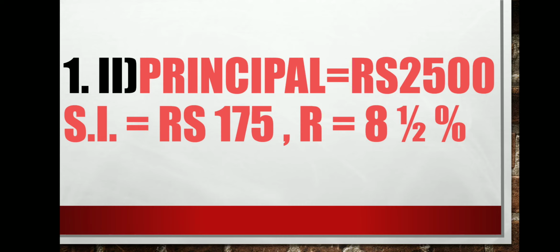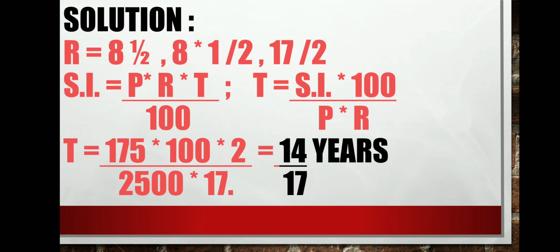Principal equals 2500, SI is 175 and rate of interest is 8 whole 1 by 2. We'll first calculate this one. We'll change this mixed fraction into an improper fraction. 8 whole 1 by 2 is changed into an improper fraction and that becomes 17 divided by 2. Then we'll use the formula for T, that is SI into 100 divided by P into R.